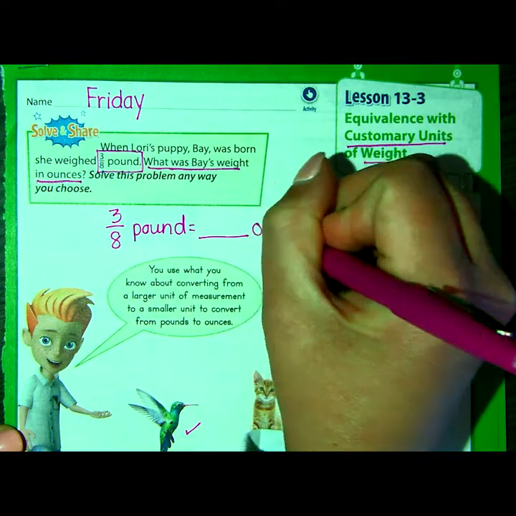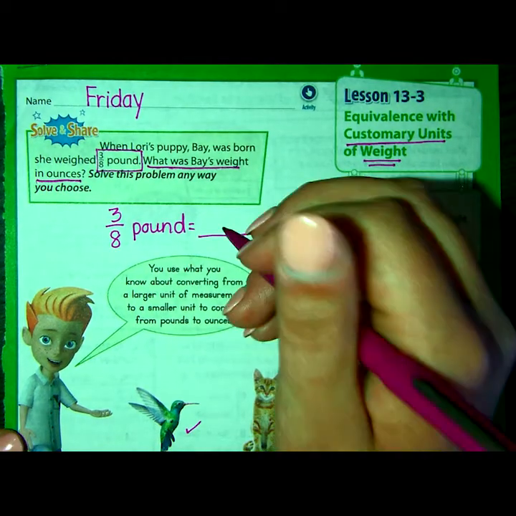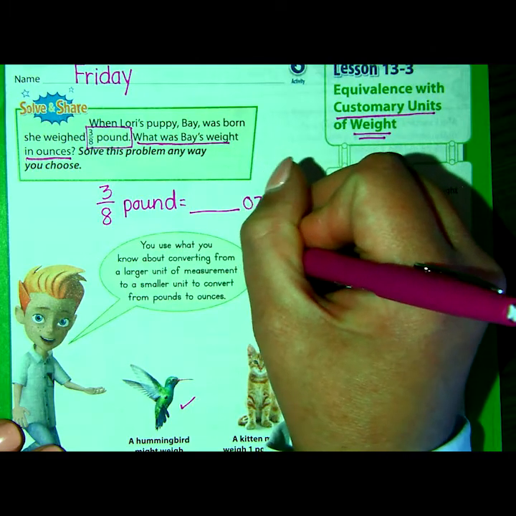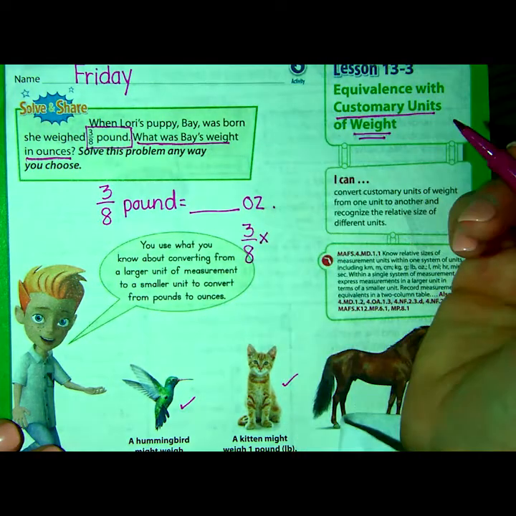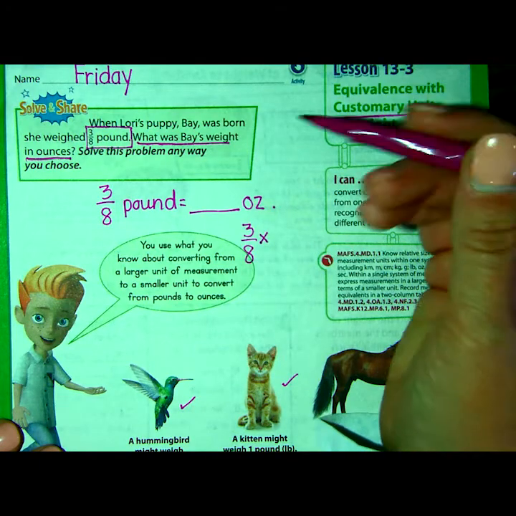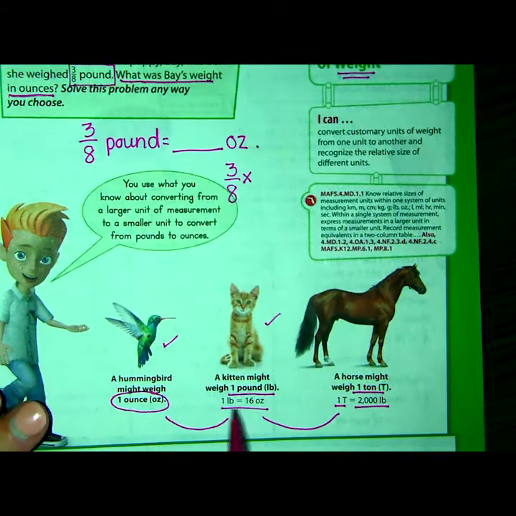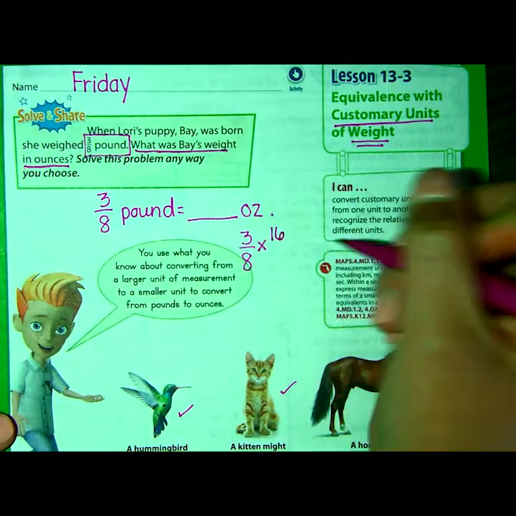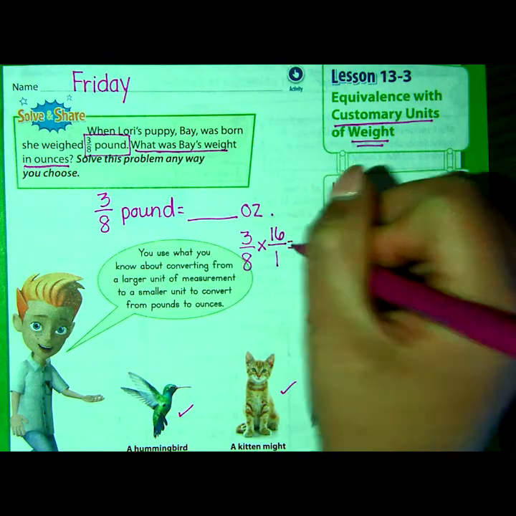And you guys might see ounces abbreviated with the letters O and Z. So again, we said we're going to multiply, and we have to take what we know. So 3/8 pound times how many ounces are in a pound? Because after all, we're switching to ounces. We know that in 1 pound, there are 16 ounces. So we're going to multiply this by 16. Now we know from multiplying fractions, we're going to put the 16 over 1 and multiply straight across.